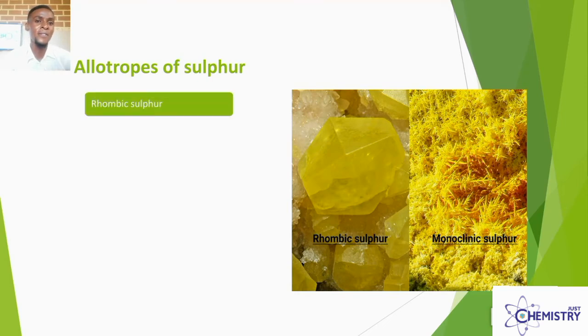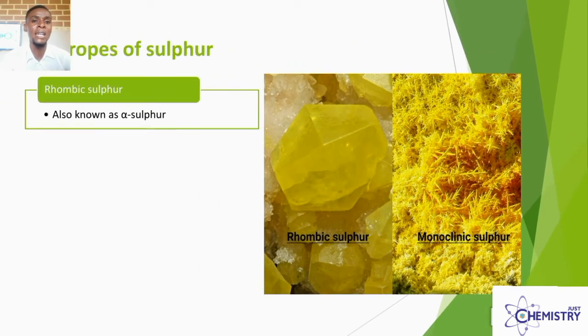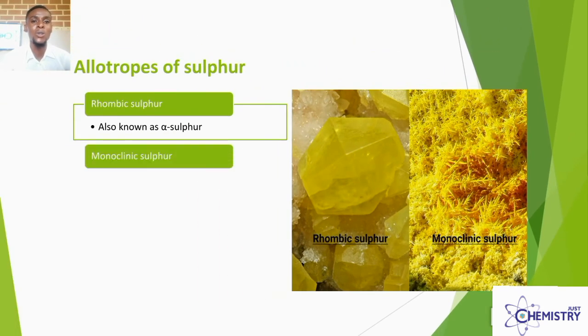For the crystalline allotropes of sulfur, we have rhombic sulfur. Rhombic sulfur is the first crystalline allotrope of sulfur that exists at room temperature. It is also known as alpha sulfur. And next, we'll also look at monoclinic sulfur. It's also part of the crystalline allotropes of sulfur. It is also known as prismatic or beta sulfur.